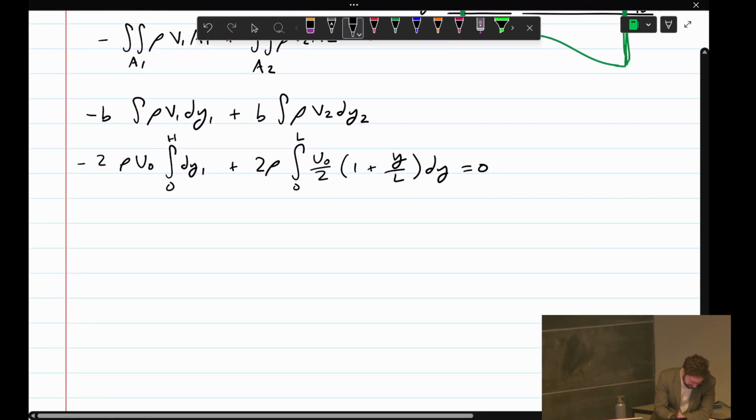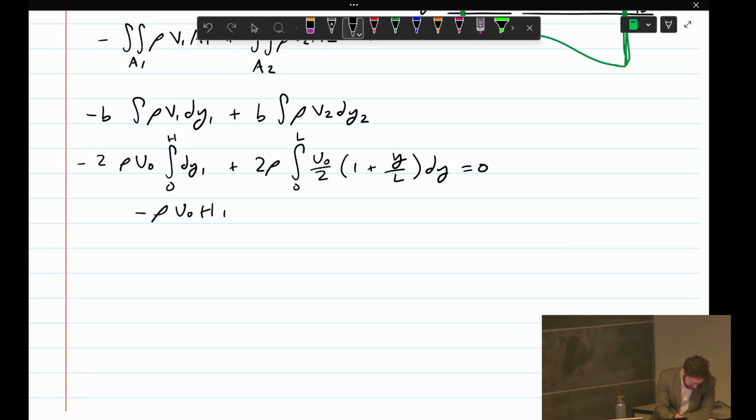I'm going to skip the details of this and just tell you it's negative rho u0 h plus rho u0 over 2 L plus rho u0 over 4 L equals 0. So h equals 3 over 4 L.